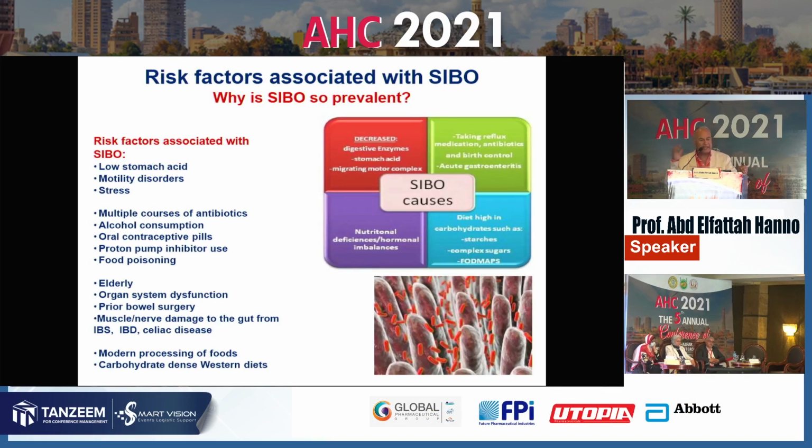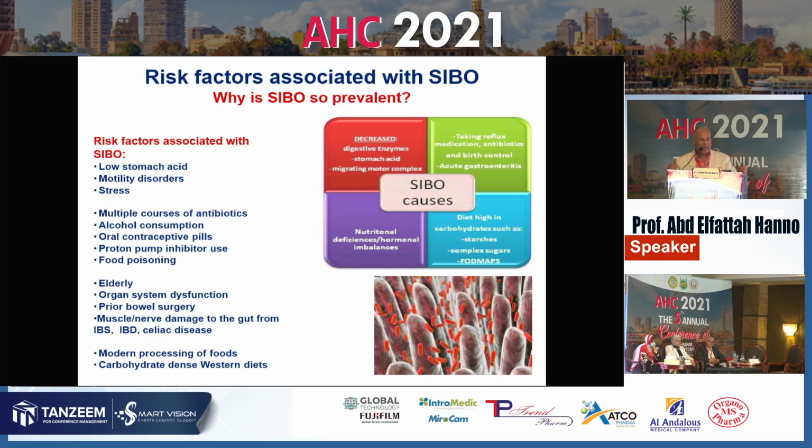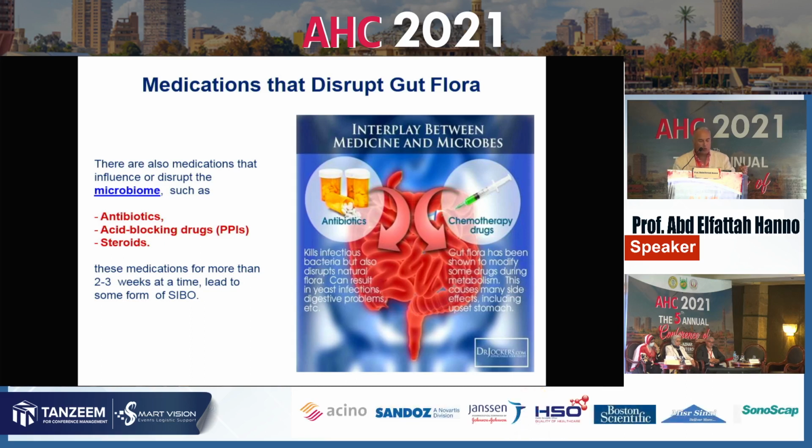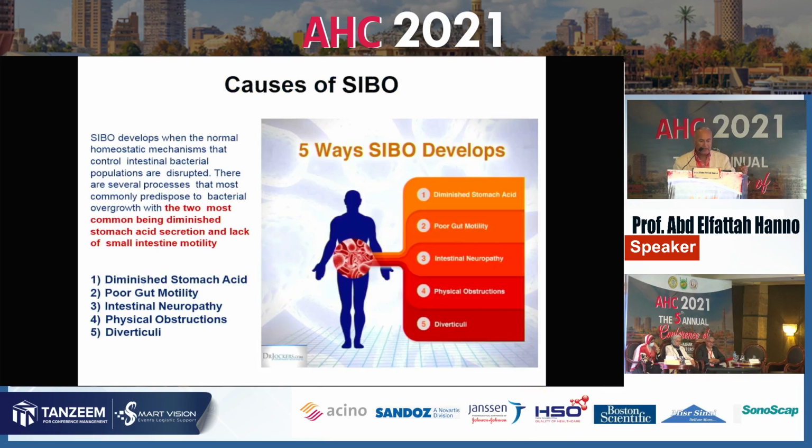Also, we have risk factors associated with SIBO, like low stomach acid. Every now and then we are taking antacids. This antacid will lead to impairment of the gut barrier, as well as motility disorder and stress. A lot of factors are associated as risk factors for SIBO. To sum up, medications that disrupt the gut flora, like antibiotics, acid-blocking drugs, and steroids, play an important role in the disruption of the gastric microbiota.